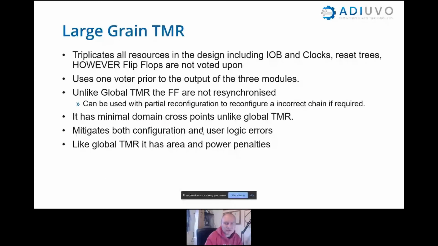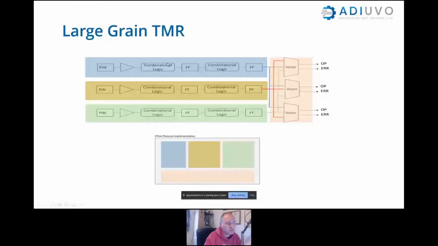If we want to, obviously, the TMR issue comes with a big impact. So you may want to take a look at the large grain TMR approach, where we essentially triplicate. We take the same approach as for the overall global TMR, but this time we don't actually do any synchronization between flip-flops.